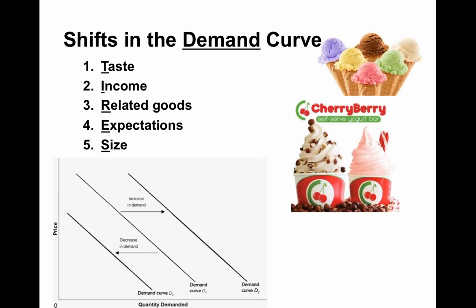Related goods. Many of you might go to Cherry Berry once in a while, and Cherry Berry is frozen yogurt. So if that goes on sale, then there might be fewer people that would buy ice cream, and so that's a related good. If the price of Cherry Berry goes down, then the demand for ice cream might go down because they would be buying Cherry Berry instead. So it doesn't have to do with the price of ice cream, it has to do with the price of the substitute. And again, I'll talk a little bit more about that in another slide.